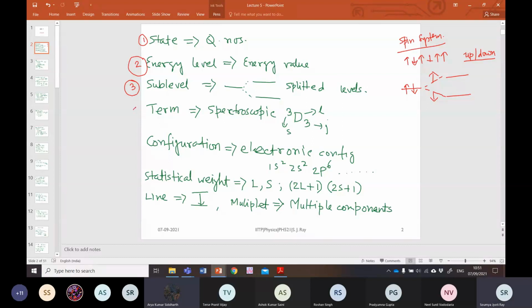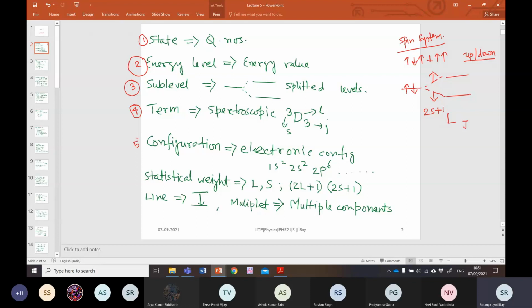The fourth concept is term. This term is nothing other than spectroscopic term. As I explained earlier, if we are talking about spectroscopy, mostly atomic spectroscopy in this particular case, then each energy level will be specified by a certain spectroscopic term. This is usually specified in the form 2S+1 L J. The values of S, L, and J in combination uniquely represent one particular energy level. These are called spectroscopic terms.